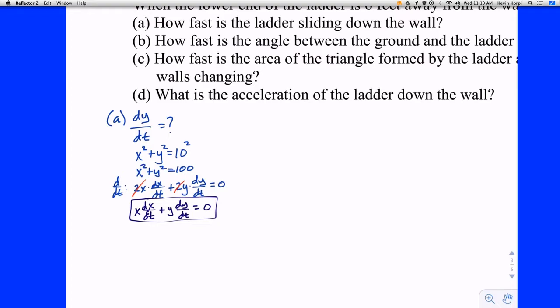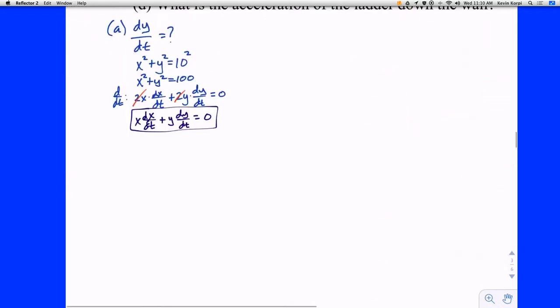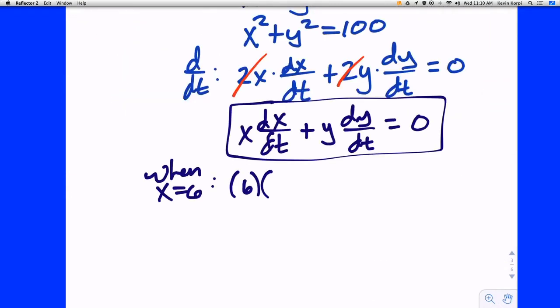All right, so now we're ready to plug in. When x is 6, there's the moment in time, we get 6 times dx dt, which we define to be 2, if you remember, plus y. Oh, shuckaroonies. I need to know what y is at that exact moment in time.